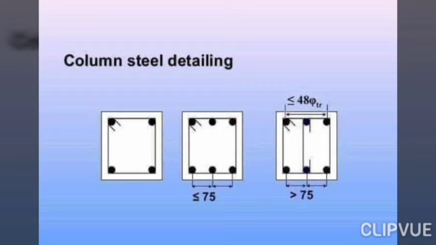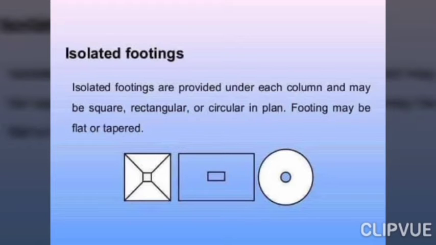So we can see there are 3 columns from the top face. The first column contains 4 rods, the second one contains 6 rods, and the third one also contains 6 rods. Isolated footings. So these are provided under each column and may be square, rectangular or circular in plan. The footing may be flat or tapered.